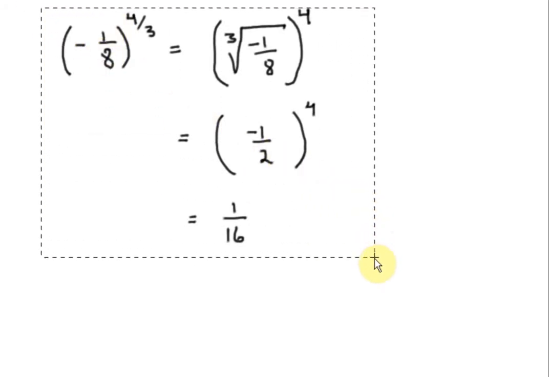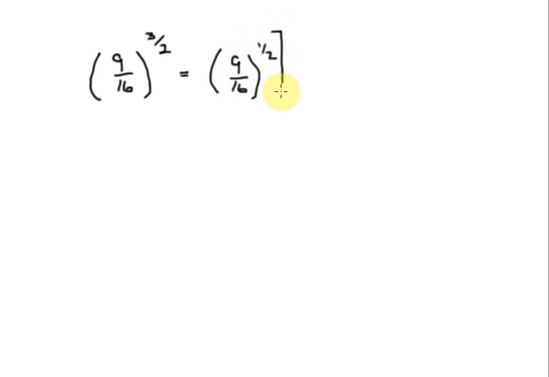All right. Let's move on to our next example, and the next example will be our last example. So I've got 9/16, and we're going to raise that to the 3/2. Okay, so I'm going to use the bottom number first, which is really just saying I'm looking at 9/16 to the 1/2. And then ultimately I'm going to cube that, and that's because there's a 3 on top.